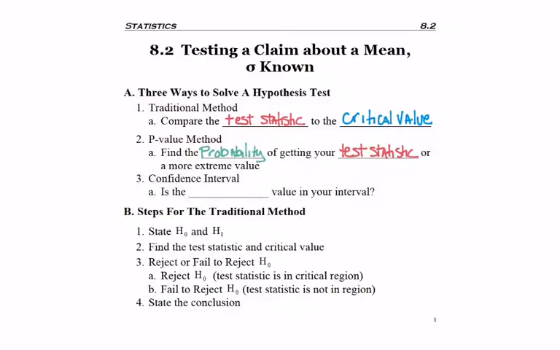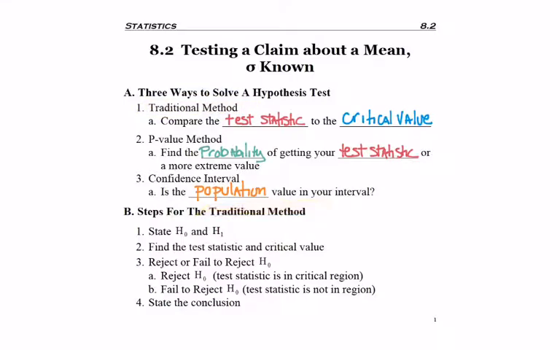A final method is to take something we've already discussed, confidence intervals, and the way you use that with a hypothesis test is you check to see if the population value is within your interval, and you can then make a conclusion from there. Now, as I mentioned, we're going to start by focusing on the traditional method.